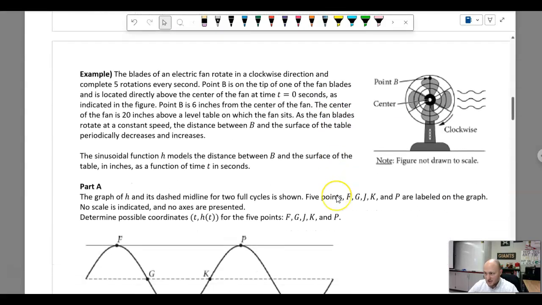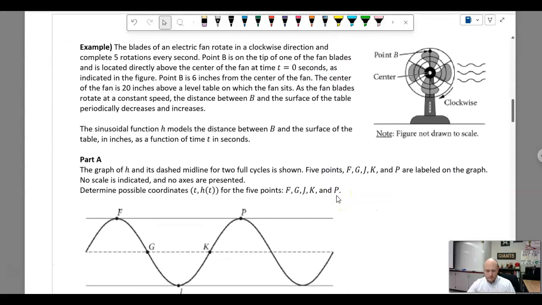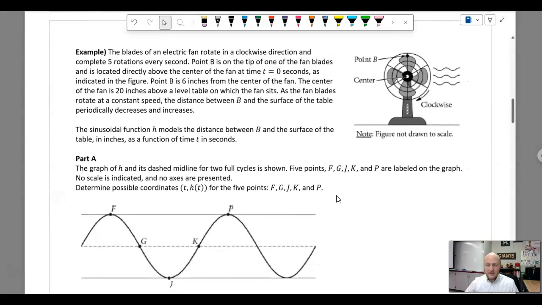I've talked a lot, so let's look at an example here. Here is a situation where they say the blades of an electric fan rotate in the clockwise direction and complete 5 rotations every second. Point B is on the tip of one of the fan blades and is located directly above the center of the fan at time t equals 0 seconds, as indicated in the figure. Point B is 6 inches from the center of the fan.